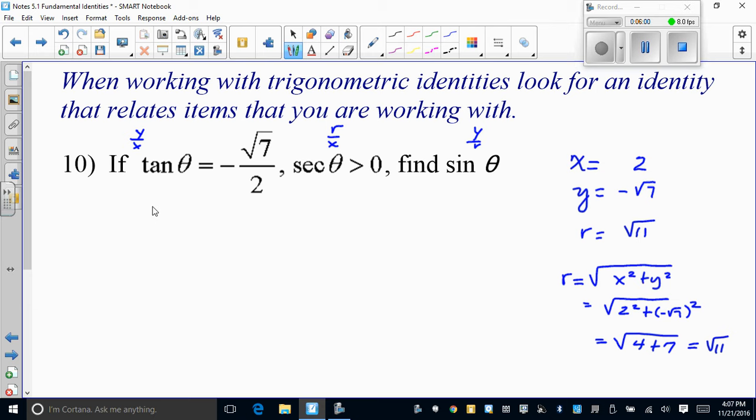They're only asking you for sine. So sine of theta equals y over r, which is equal to negative square root of 7 over square root of 11. Rationalize your denominator. Don't leave the radical on the bottom. We have the shortcut, but I'm going to do the math first time. The next time I'll remind you the shortcut. Multiply top and bottom by square root of 11. And we get negative square root of 77 over 11. And there's your sine value.